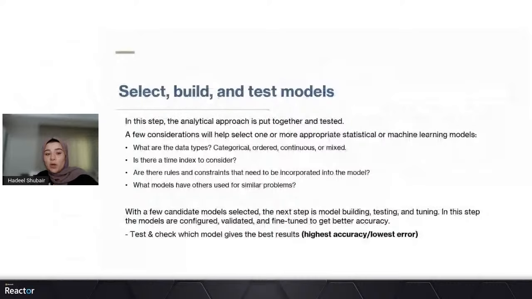So with a few candidate models selected based on the problem that you have, this is where you actually start building the model, testing it, and actually tuning it. And in this step, after you build your model, you will configure it based on the results and the performance it gives you, and you'll start fine tuning it to get better accuracy. Our goal by the end of all of that is to give the best results. To give the best results, we want a high accuracy and a very low error rate. And this is the goal. So we need to test and check our model by the end of it, and it will show us if we have a high accuracy and a low error, then that means we have a good result.